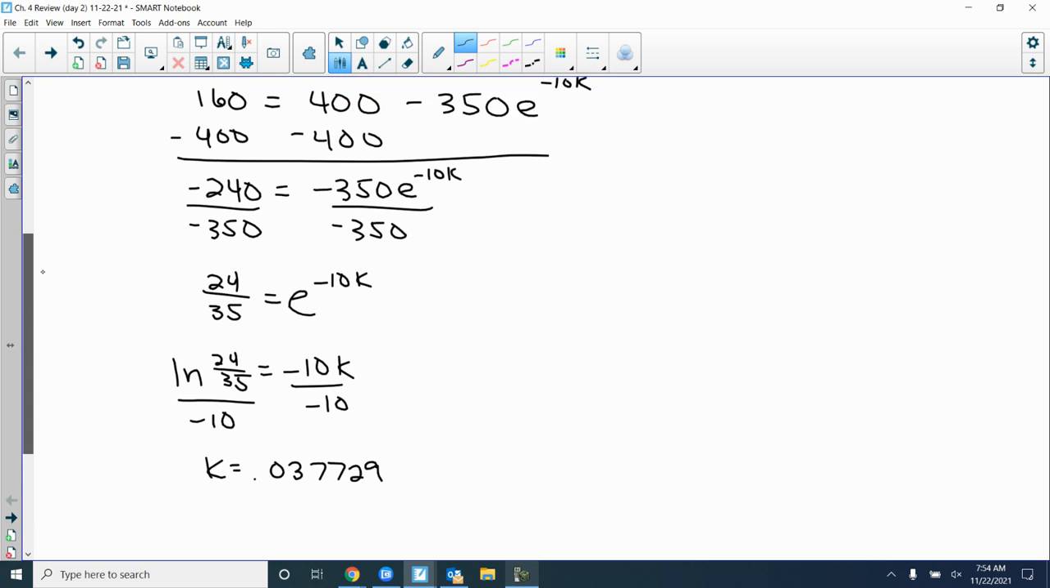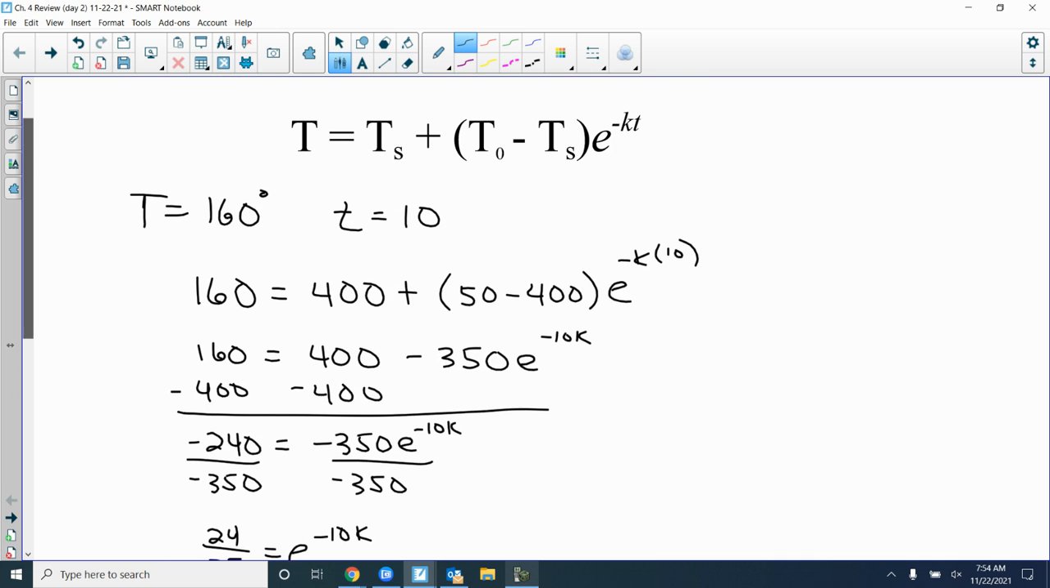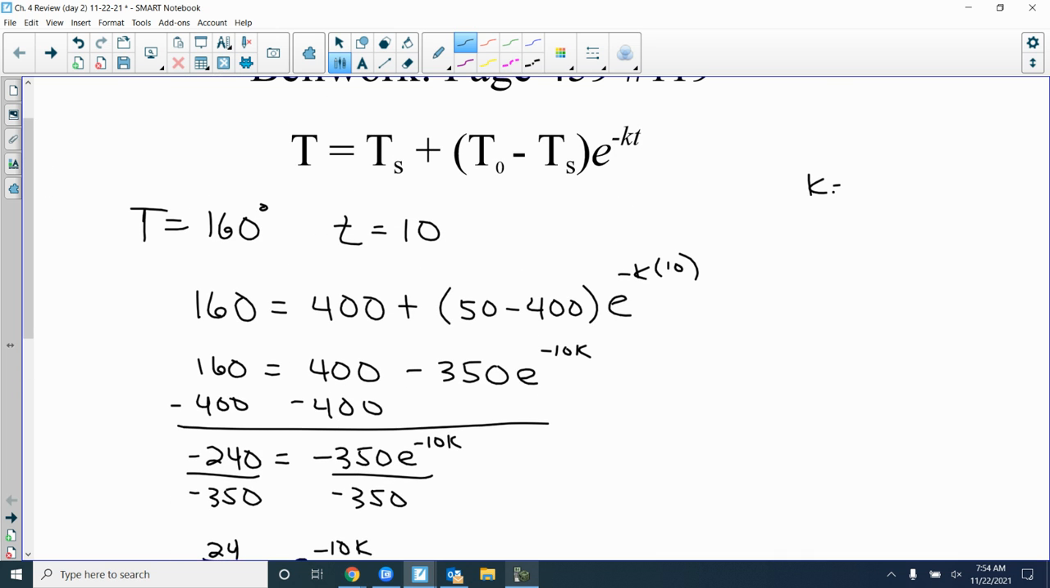Now, once we have that, k equals 0.037729. What do they ask us to find? Time, right? The time that it takes to go to 220 degrees. So this isn't exactly the same as that first one. We're not plugging in a time, we're finding a time. So this temperature T is 220, and I don't know what the minutes are. So that's what I'm going to look for.